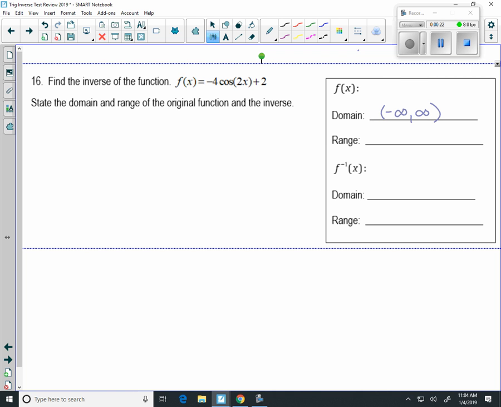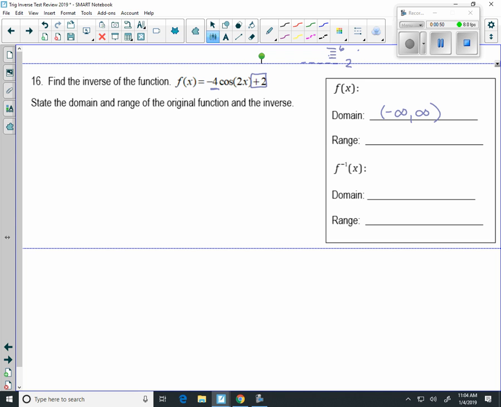The range here, it's reflected over the x-axis, which is not going to change the range. It's moved up 2, so the center of our cosine graph is at 2. And then the amplitude is 4. So what helps me is to do a little sketch. If the center of my graph is at 2, I'm going to go up 4 from there. 1, 2, 3, 4. So 2, 3, 4, 5, 6.